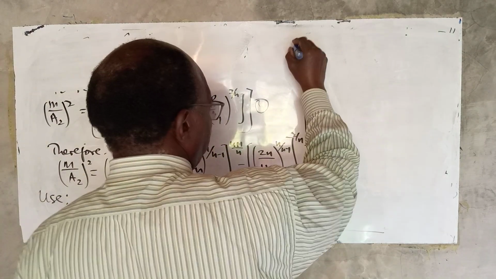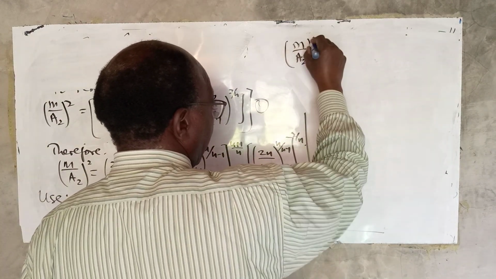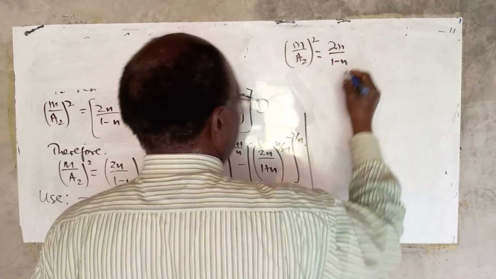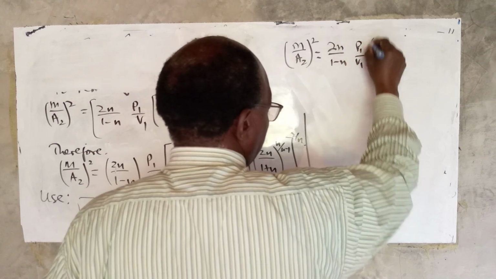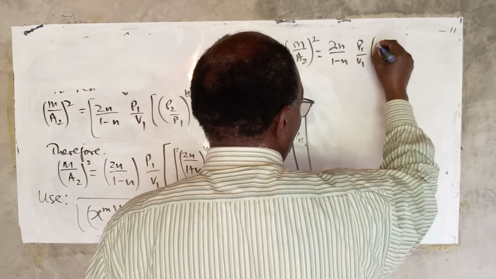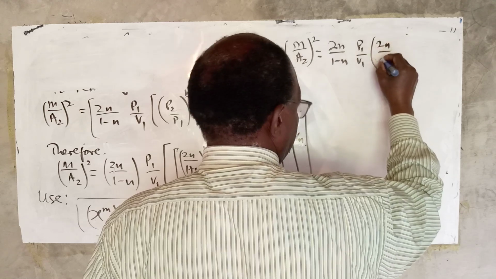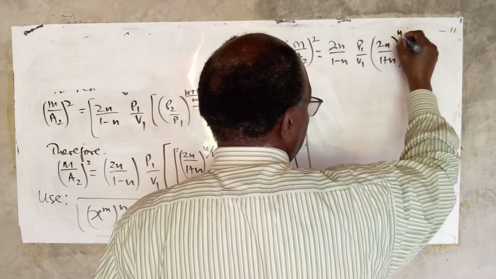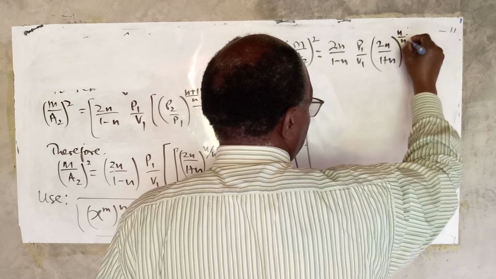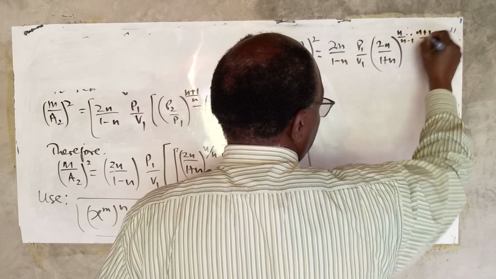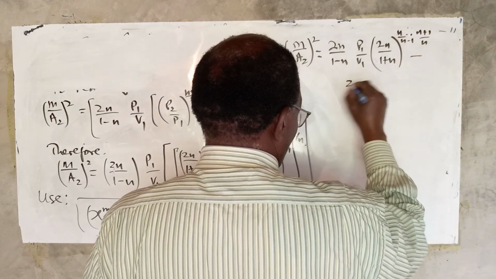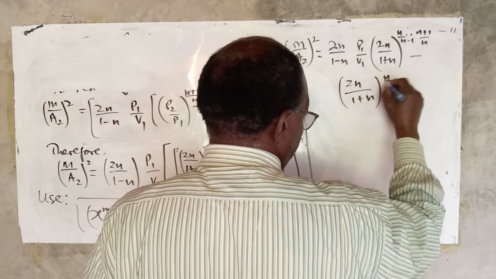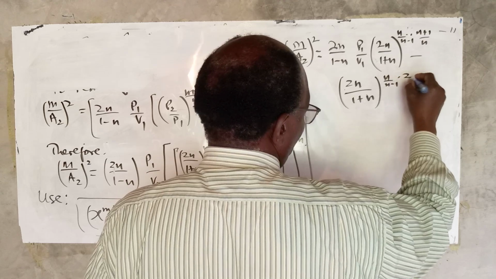we now have m over a2 squared is equal to 2n over 1 minus n into P1 over V1 into 2 over n plus 1, to the power n over n minus 1 times n plus 1 over n, minus 2 over n plus 1, to the power n over n minus 1 times 2 over n.